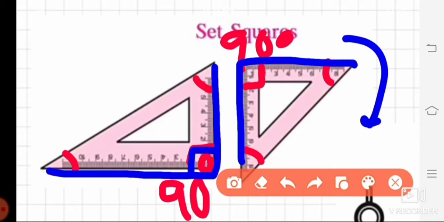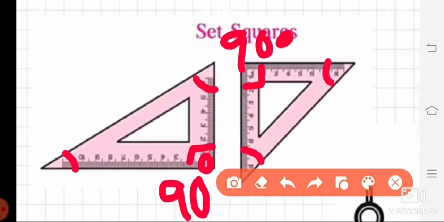Yes, so we are having one angle in both set squares, that is 90 degree. Did you see? Now first we will study this set square and afterwards we will study that one. Okay, so now look at the first set square. I am writing here 1. Okay, so look at this first set square. One angle is 90 degree.